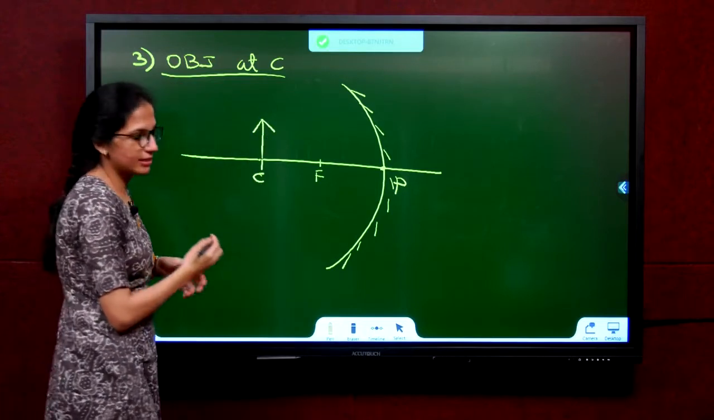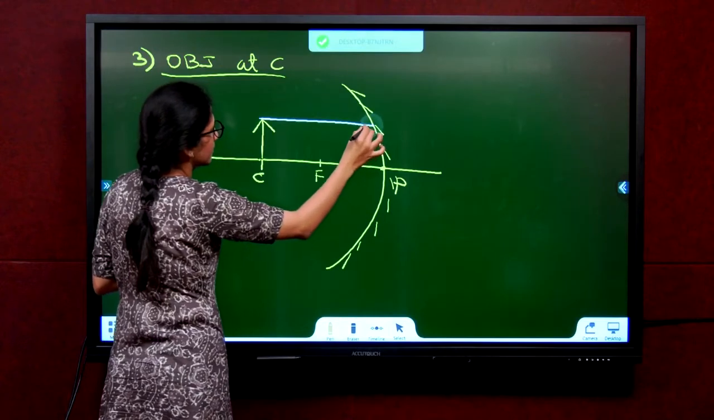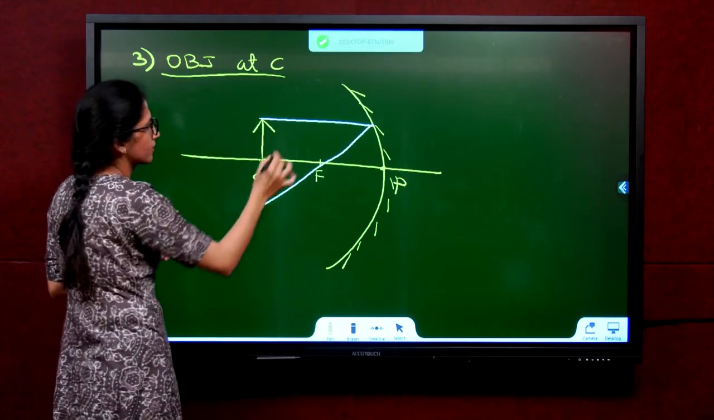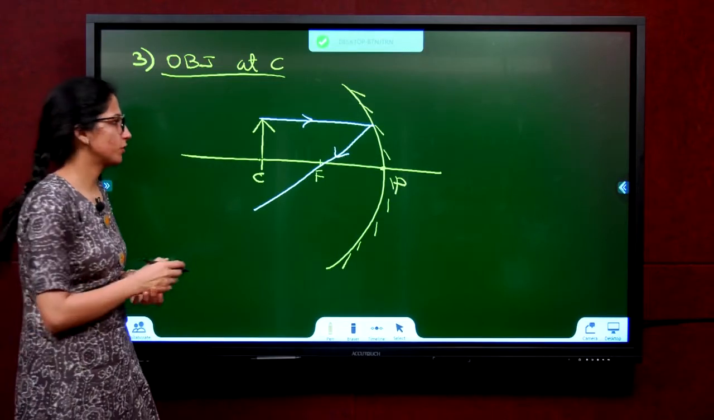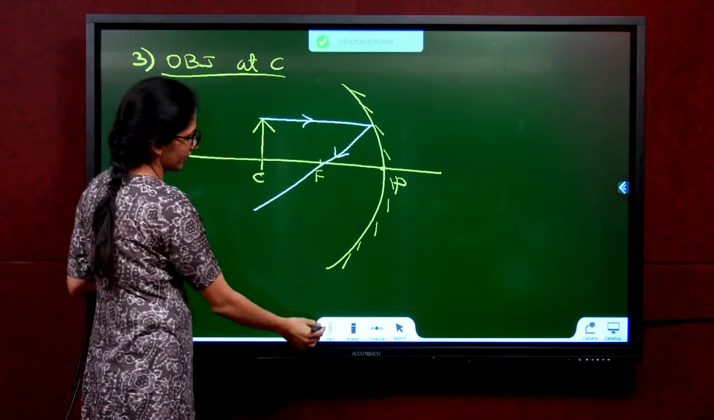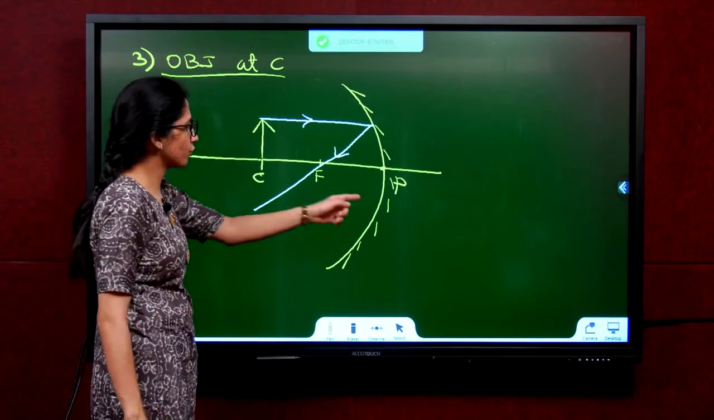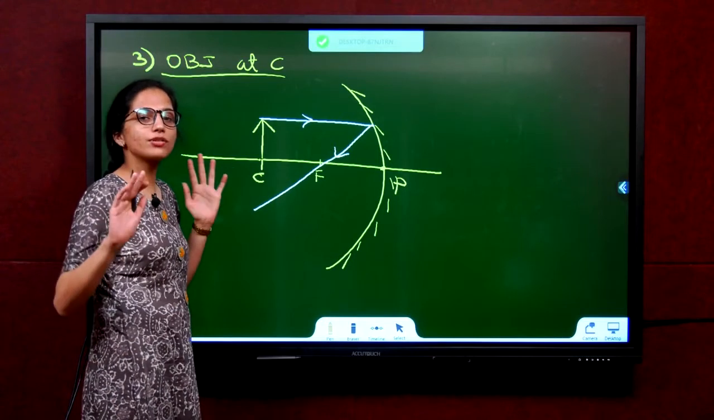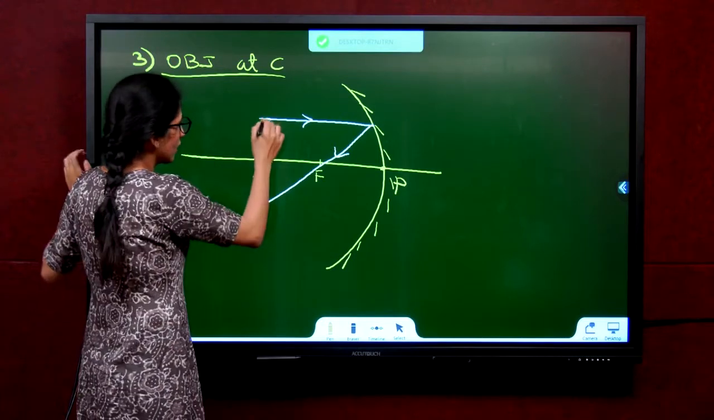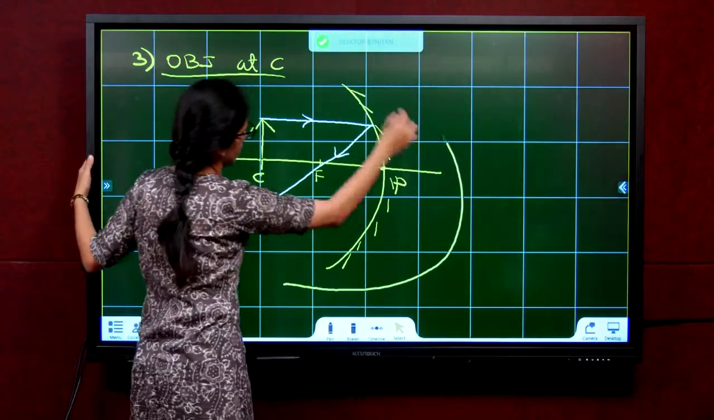First, let's take my ray. A ray going parallel to the principal axis passes through the focus. Put the arrows to show the incident and reflected rays. Now, what's the next case? A ray passing through focus comes out parallel, or a ray passing through C. See, a ray passing through C is a bad idea here, because how can you take a ray passing through C? I'll show it to you.